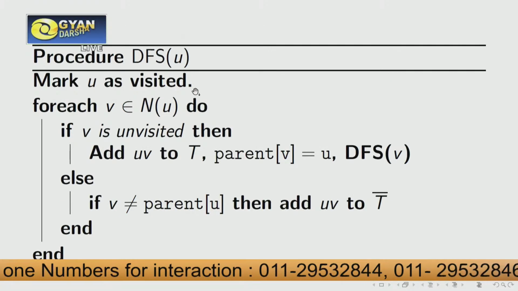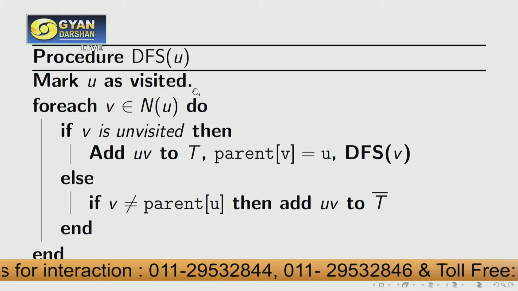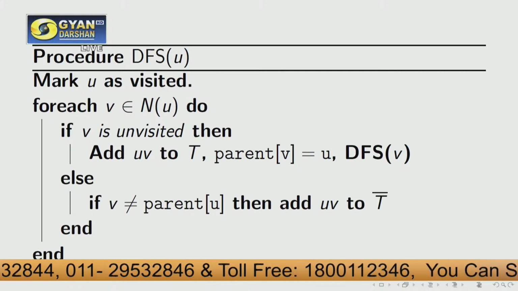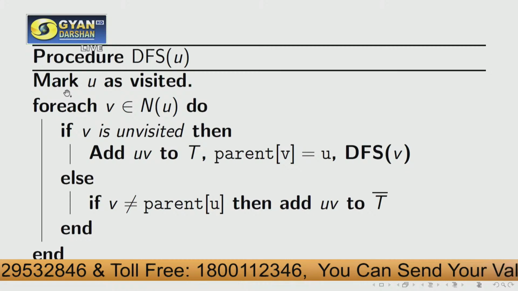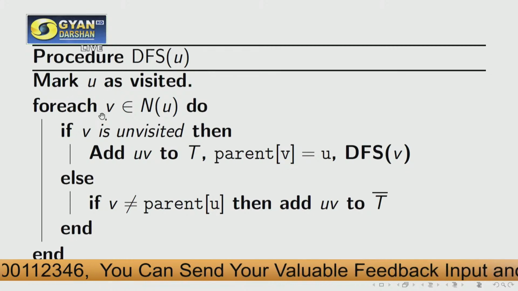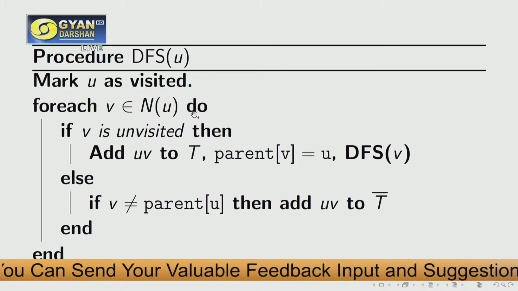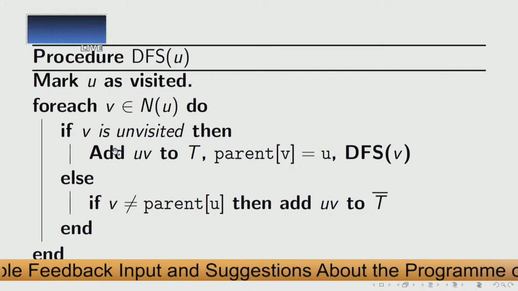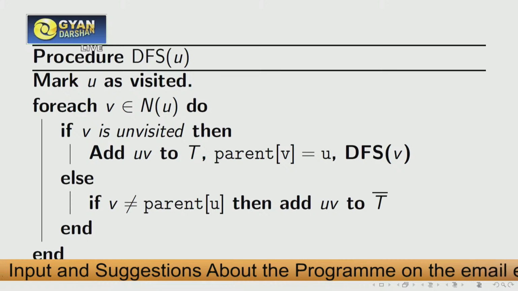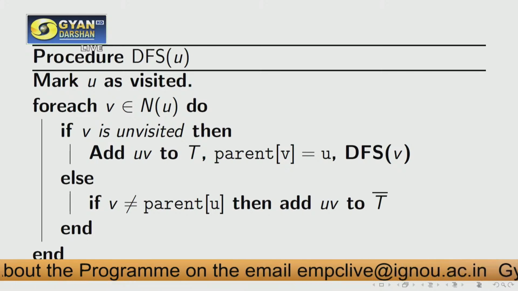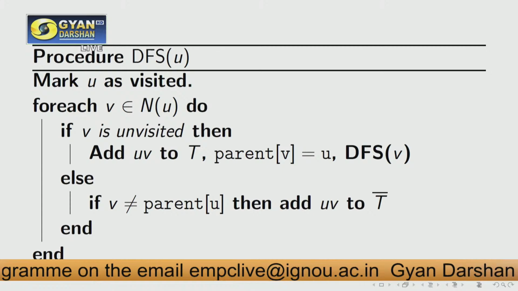So it is given here. Suppose DFS is called from the current vertex, say U. So U is marked as visited, and then for each neighbor V of U, what do we do? There are two cases. Either V is visited or it may be unvisited.